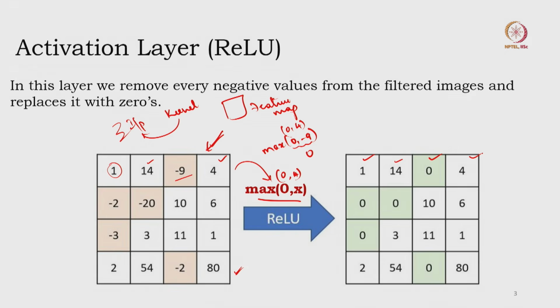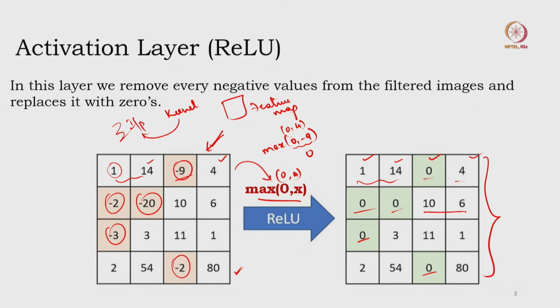And so on, all the values of the feature map are passed to the ReLU activation function. What we see from this is that wherever there are negative values, all those negative values are converted to 0, and all the positive values are retained.